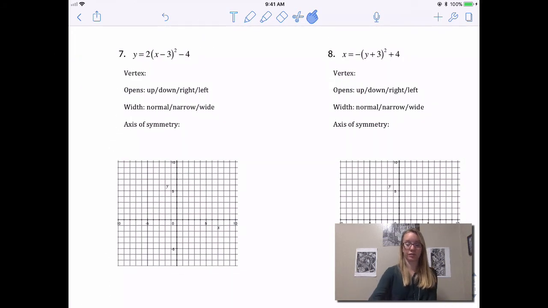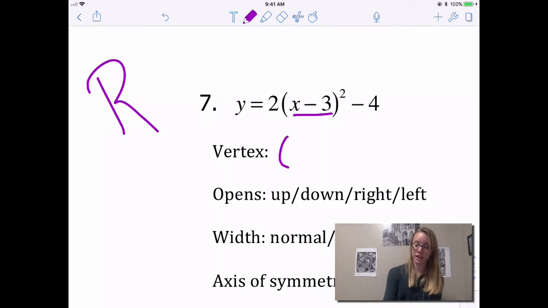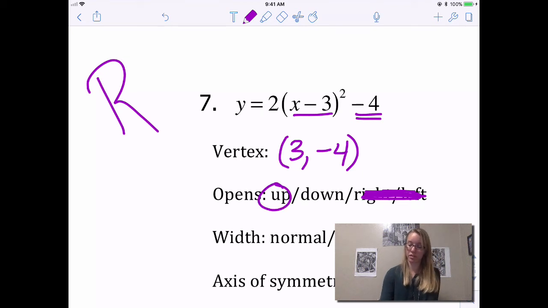And the last two. I've got a y parabola. So this is a regular parabola. X is with the x, so 3. 4 is by itself, so -4. And since it's a regular, it has to open up or down. It can't be right or left. So I've got a +2, which is up. Narrow because of the 2. And then x = 3 is our axis of symmetry.